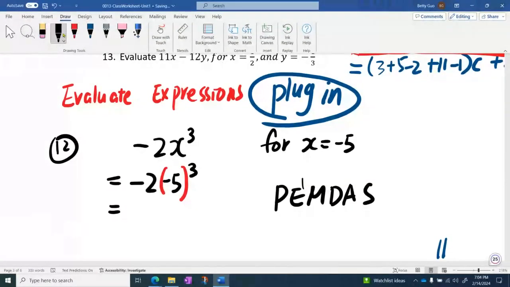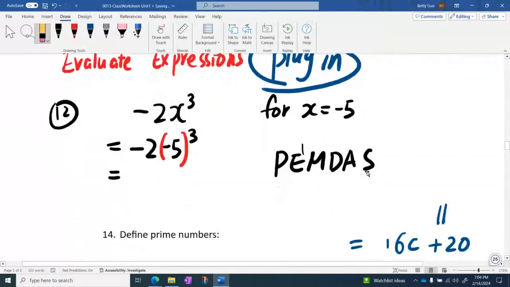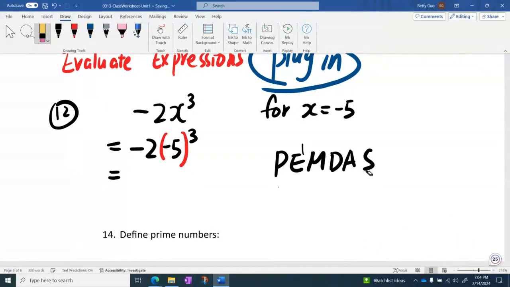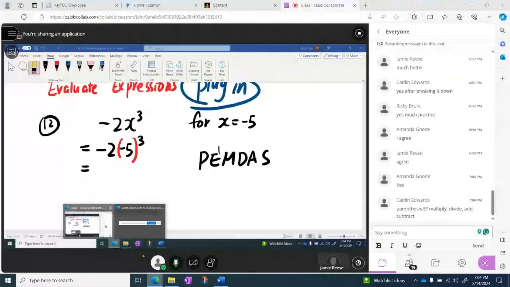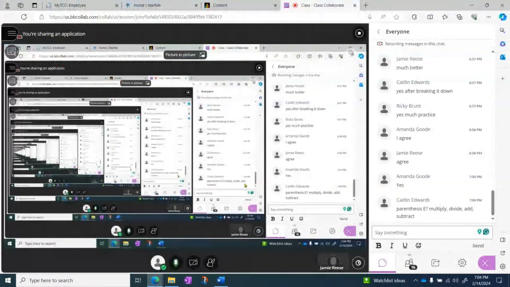PEMDAS means please. Let me write it down. That's something that should be in Foundation 1, I believe. Please excuse my dear Aunt Sally. That's the sentence you want to remember to remind you of PEMDAS.